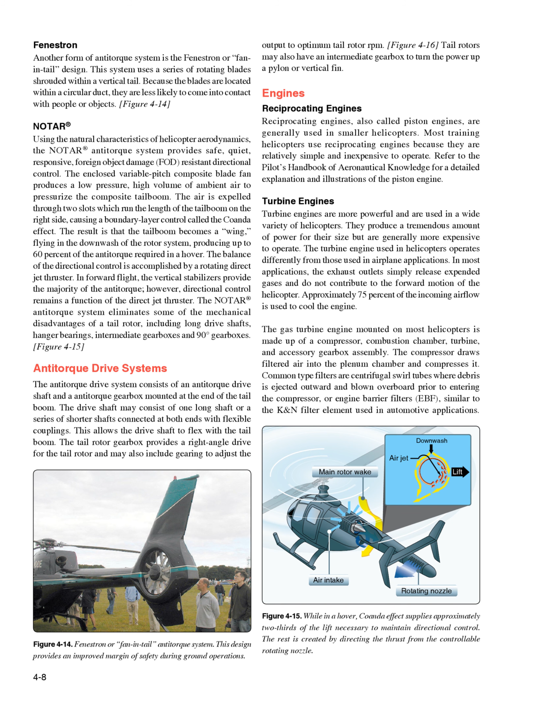The compressor draws filtered air into the plenum chamber and compresses it. Common type filters are centrifugal swirl tubes where debris is ejected outward and blown overboard prior to entering. The rest is created by directing the thrust from the controllable rotating nozzle.